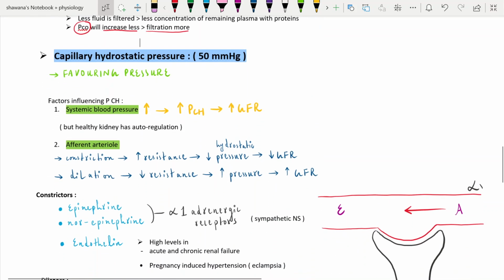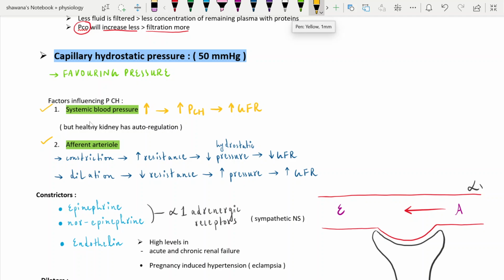The second pressure is the capillary hydrostatic pressure. It is a favoring pressure and it has a value of 50 mmHg. What factors are influencing the capillary hydrostatic pressure? First is the systemic blood pressure, the second is the afferent arteriole, and the third is the efferent arteriole.